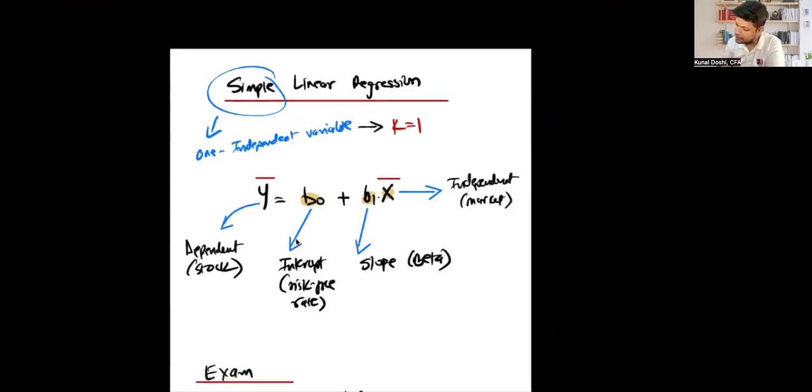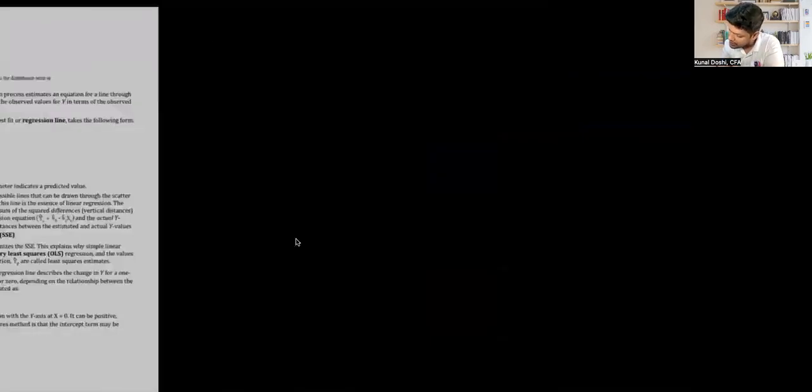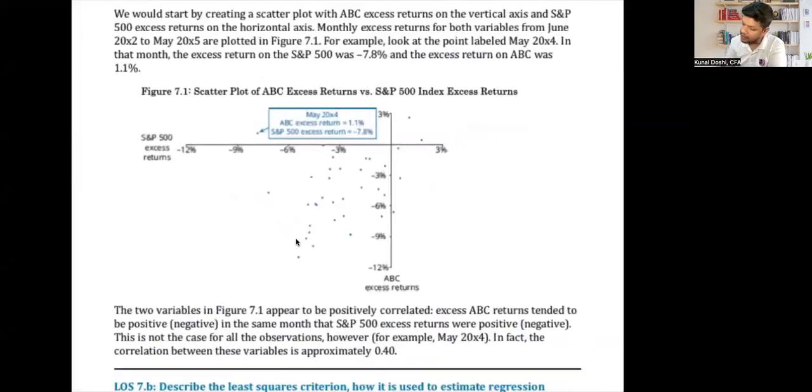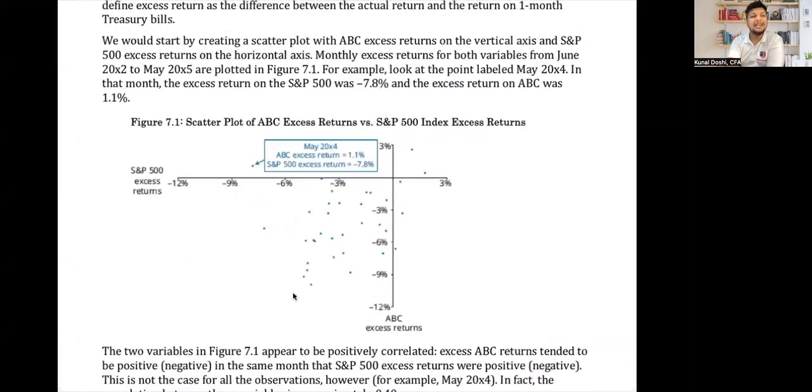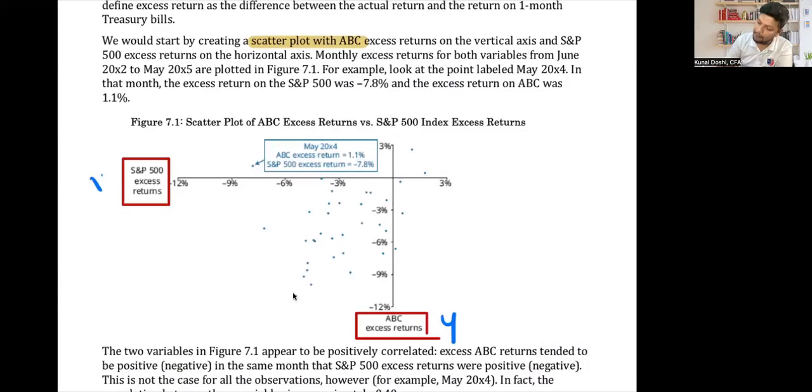Okay. So, see this. Here they've given a diagram, a scatter plot with ABC's excess return on the vertical axis. So ABC is a stock and S&P 500 is a market. So can I say stock is nothing but Y, which is dependent on market X.